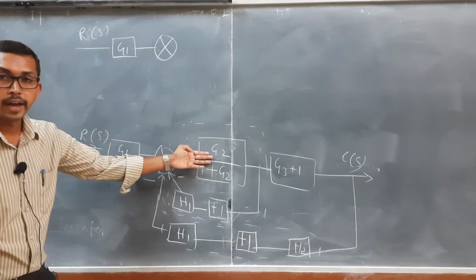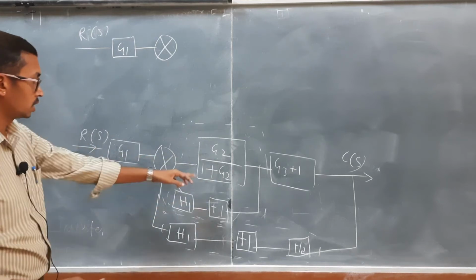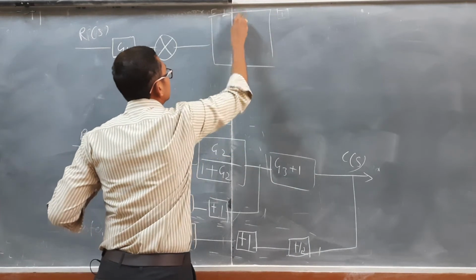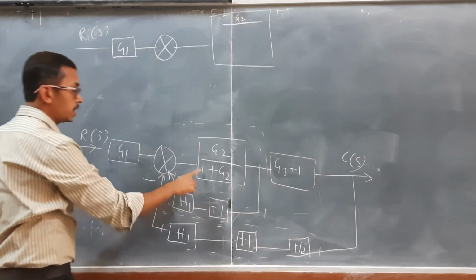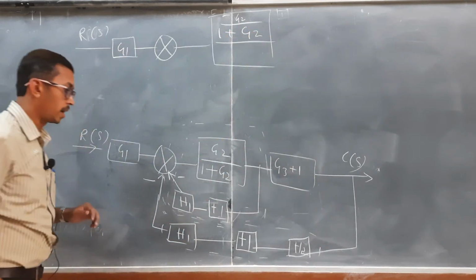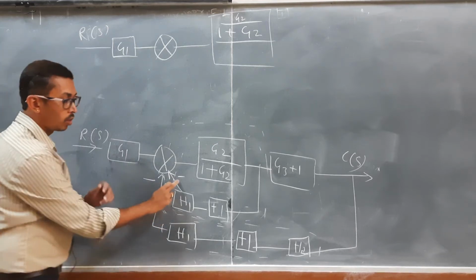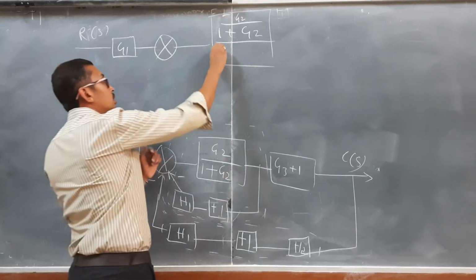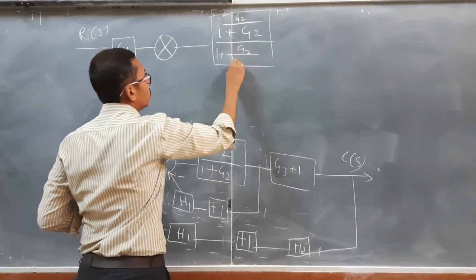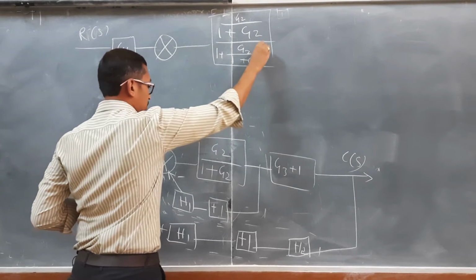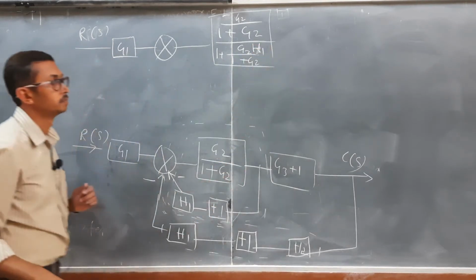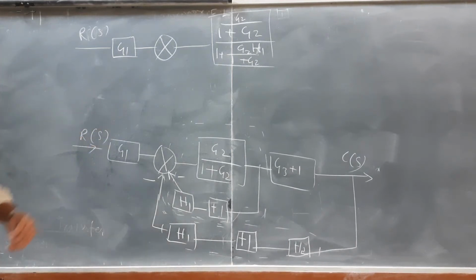Okay, so here I need to write the element in the summing point. So here G of S means what? It will be G2 divided by 1 plus G2 H1. Okay, so here what we have is a minus symbol. So it will be G2 divided by 1 plus G2 into H1. So I am going to write it over here: H1. Okay, you need to simplify that one.